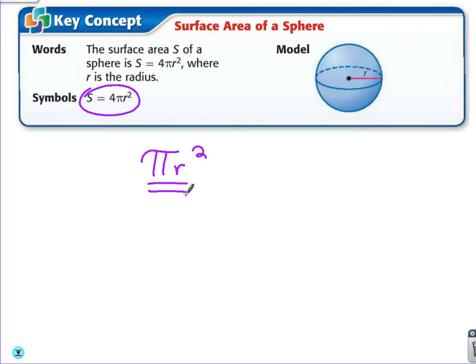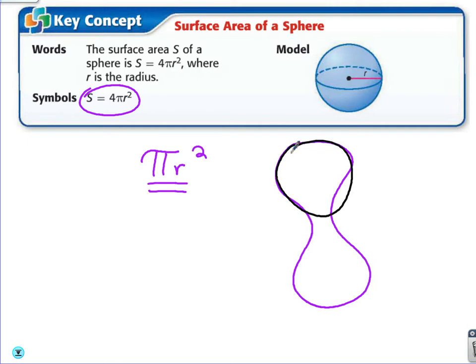Here's how I want you to picture this. Anybody ever take a baseball cover off? You know what it looks like, right? Imagine this being a baseball, a sphere. You take the cover off of a baseball, it looks kind of like that. And then you've got another one going the other direction. You've got two of those. Do you see what that is? It's two circles.